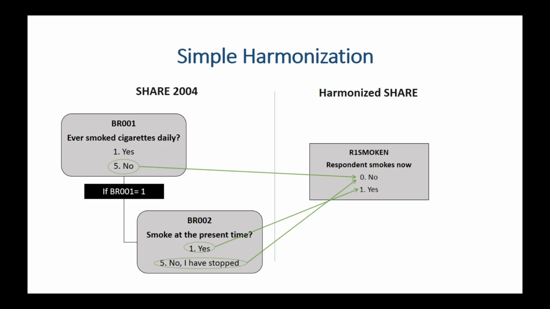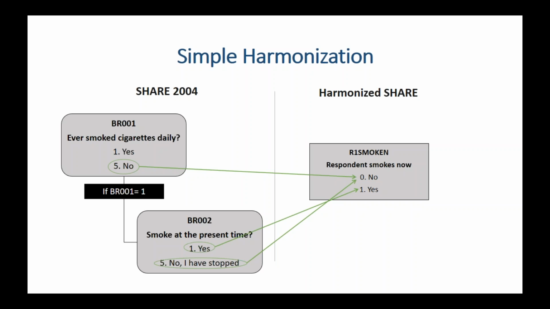You'll also notice that we use a 0 and a 1 for a yes and a no, or for a no and a yes, I guess. We use consistent labels, consistent value labels, throughout all of the harmonized data sets. So we try to alleviate some of those differences.